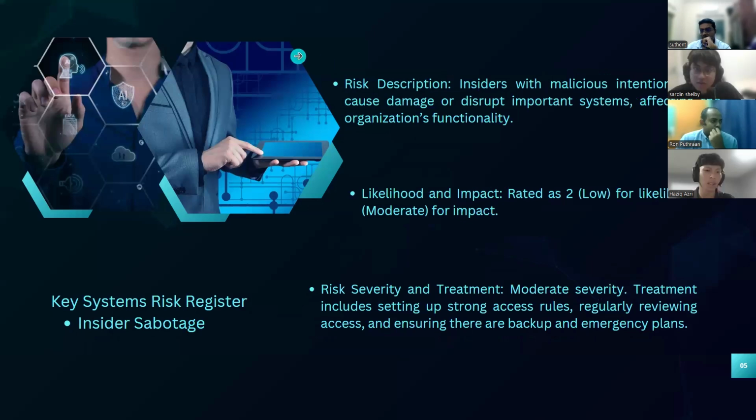So let's move to the insider sabotage. Insider sabotage with malicious intentions might cause damage or disrupt important systems, which will affect the organization's functionality. This insider sabotage is rated as 2 for likelihood, which is low, and 4 for impact. So it is also moderate severity, and the treatment includes setting up strong access rules, regularly reviewing access, and ensuring there are backup and emergency plans.